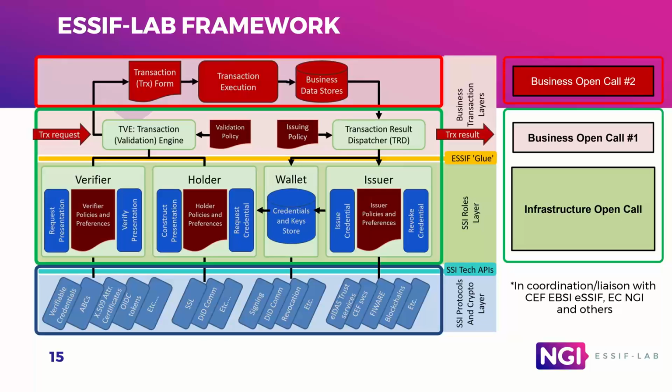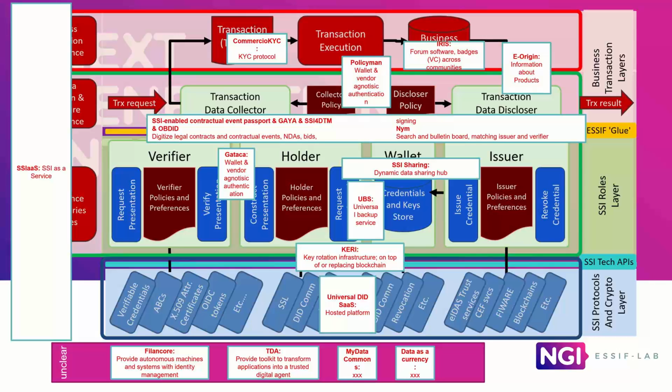Then at the top, there are the more business-oriented layers, the more generic tooling like policy handling, and the actual sector-specific stuff that will be different per use case and per application. And on the right-hand side, you see how the infrastructure and business open calls sort of match to this picture. So as a first exercise, we have tried to make a mapping of our sub-grantees onto this picture, and the result is something that should show up any moment. It always takes some time for me to refresh the picture. Yeah, there it is.